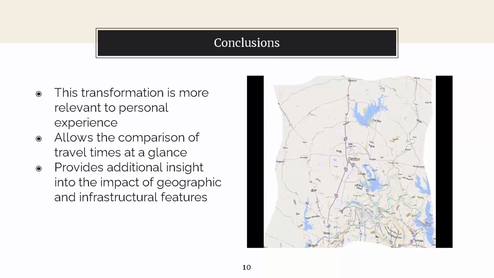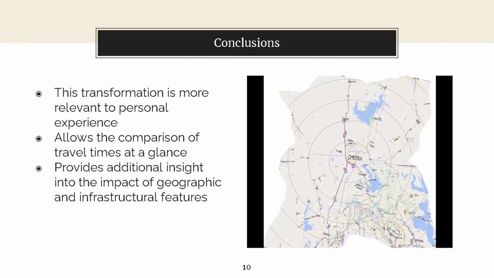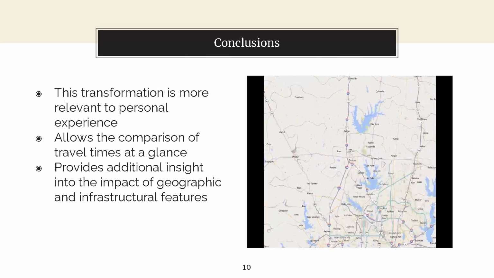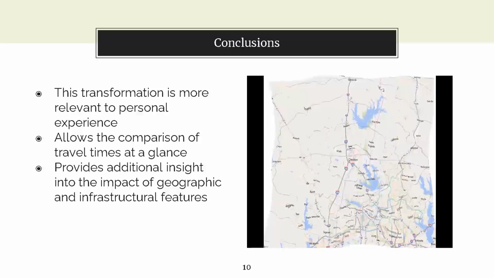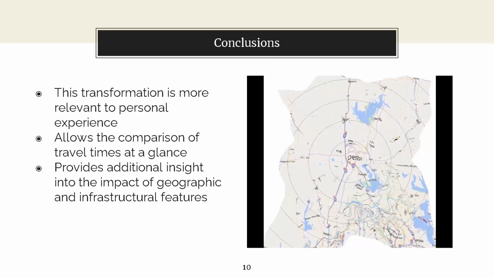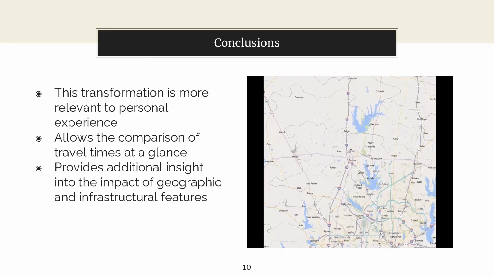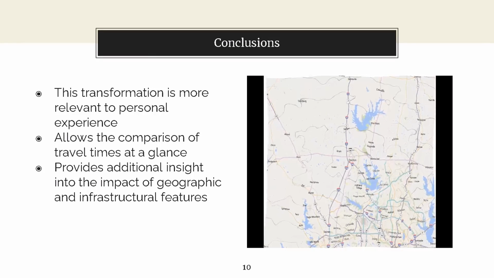And as we saw in the previous results, it provides a bunch of additional insight into the impact of geographic and infrastructural features. Think of like the Key Biscayne or the national park, and even just the impact of highways. It's showcasing how these are affecting travel time in a way that a standard map just can't do at a glance.